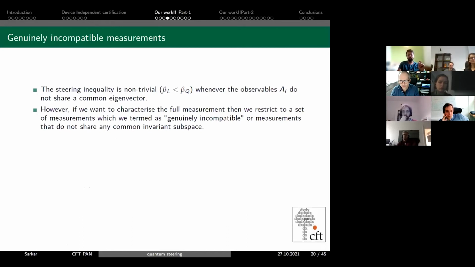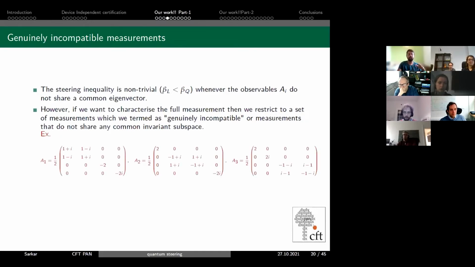However, what we observed later on is that our scheme of self-testing doesn't work for all such incompatible measurements which do not share an eigenvector, but for a class of them, which we termed genuinely incompatible measurements, or measurements which do not share any common invariant subspace. What it means is that if I choose some basis and let's take 3 measurements, A1, A2, and A3, and write these measurements in some basis.